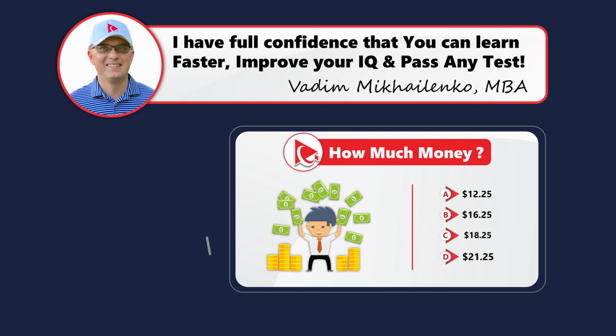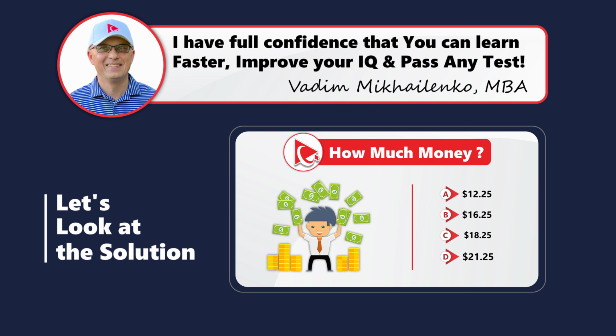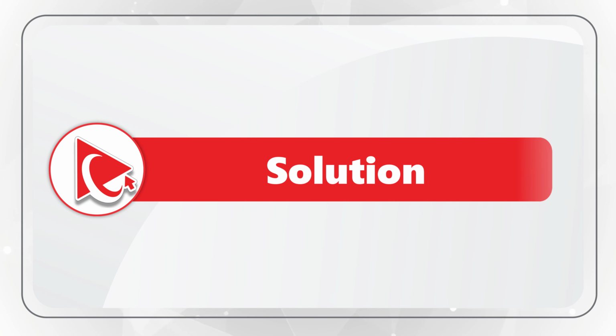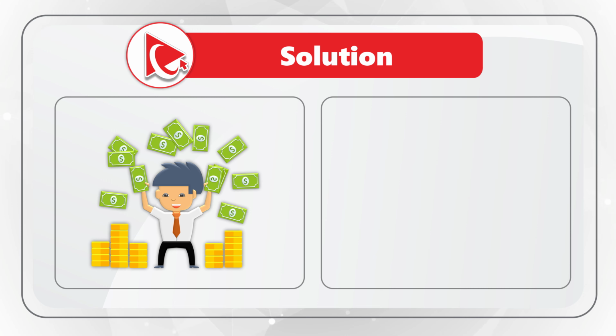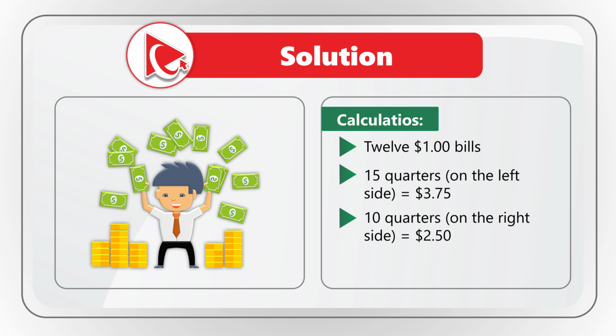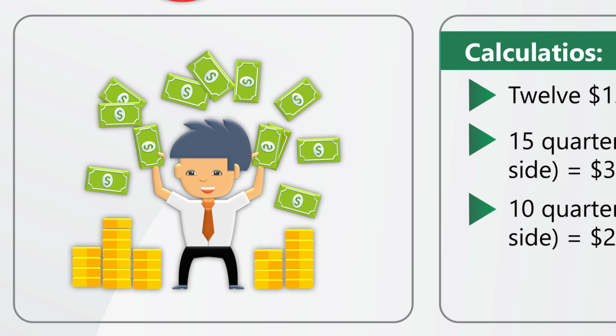I did my counting. Did you do yours? Let me explain to you my version of the solution. And if you have a different answer, please make sure to post in comments. I counted 12 $1 bills as well as 25 quarters. Let me count them all for you. Let's start with the dollar bills.